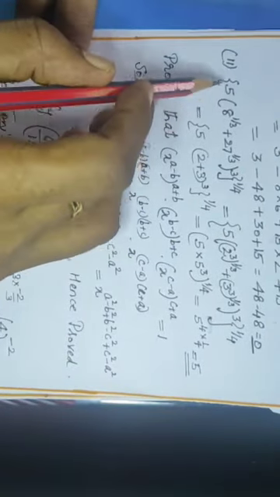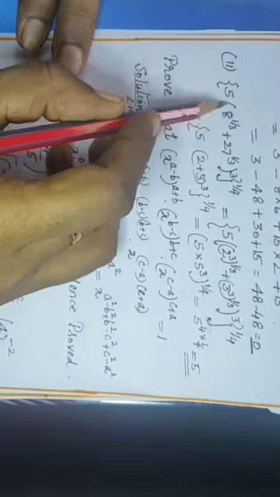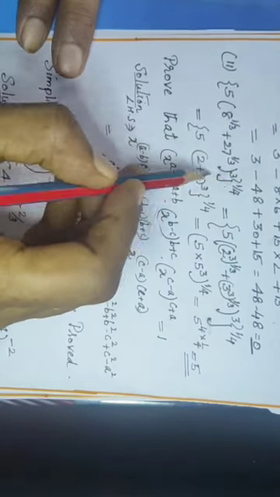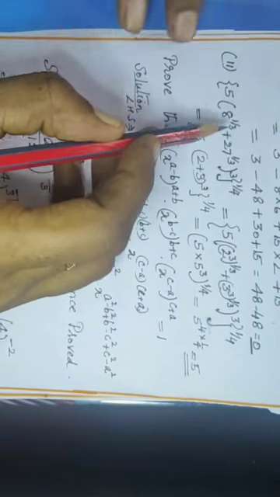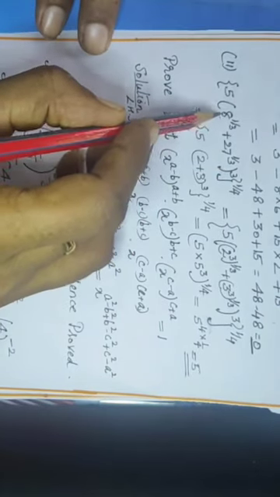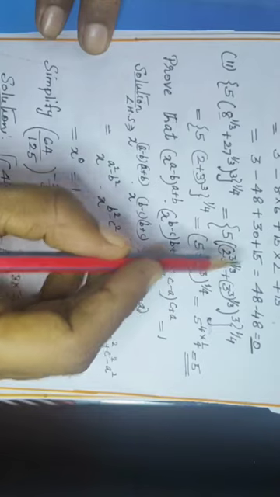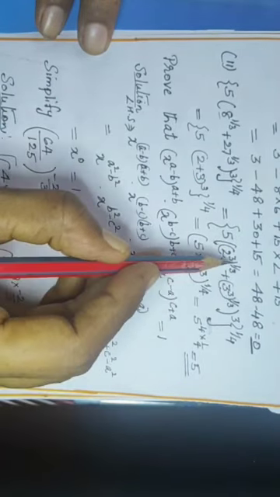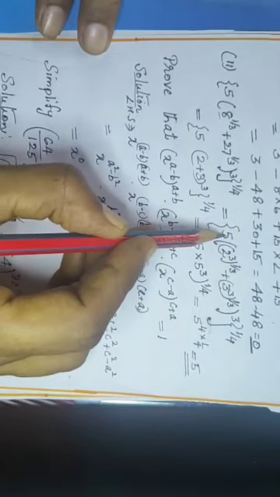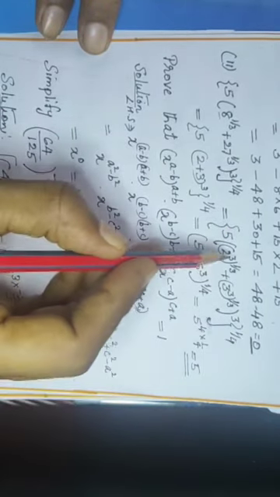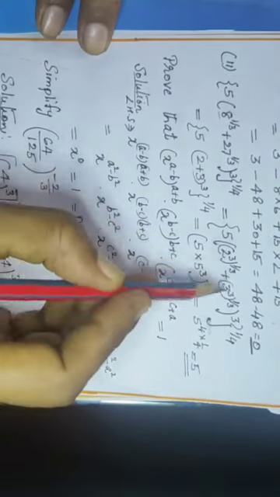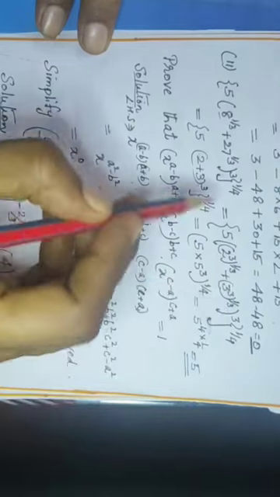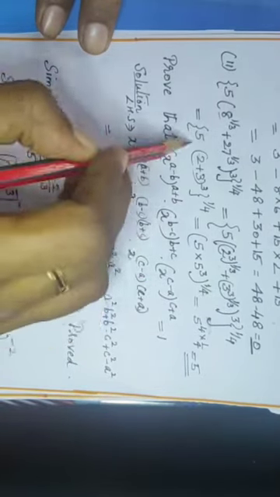Again one more application. 5 into ((8^(1/3) plus 27^(1/3))^3)^(1/4). Just take the inner parts first. 8^(1/3) is (2^3)^(1/3), 27^(1/3) is (3^3)^(1/3), then the whole raised to 3, and here 5 remains as it is. Now this means 2, this is 3, applying the laws. So (2 plus 3) whole raised to 3, and this as it is. It will be so clear to you.